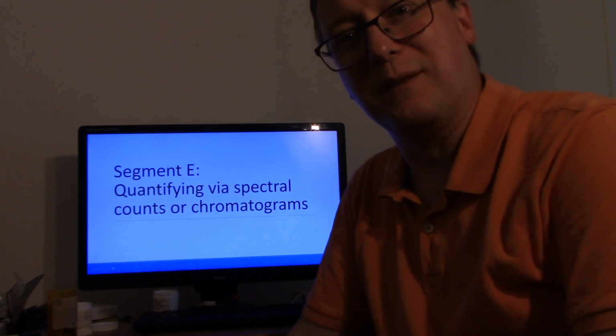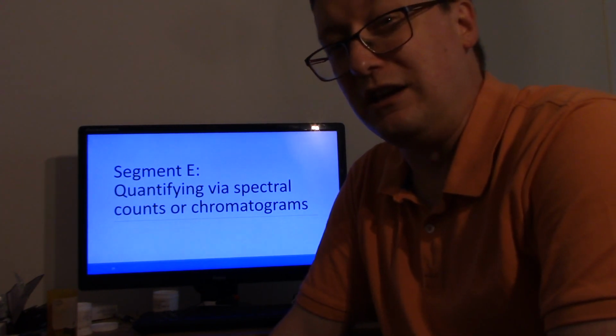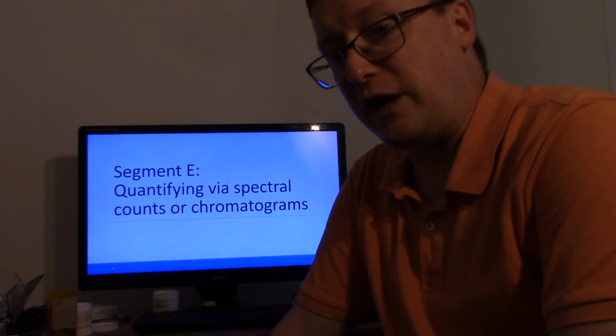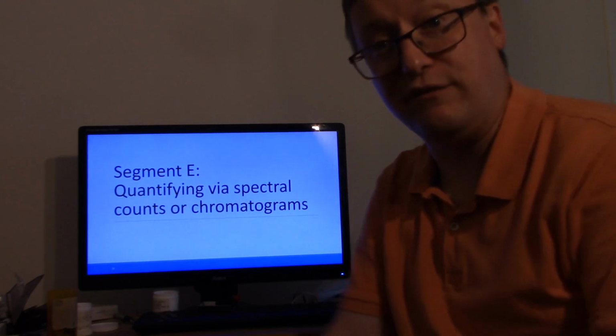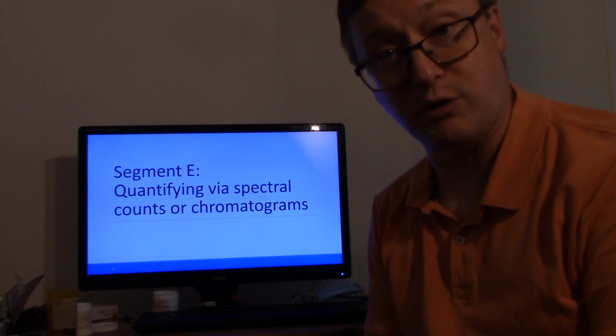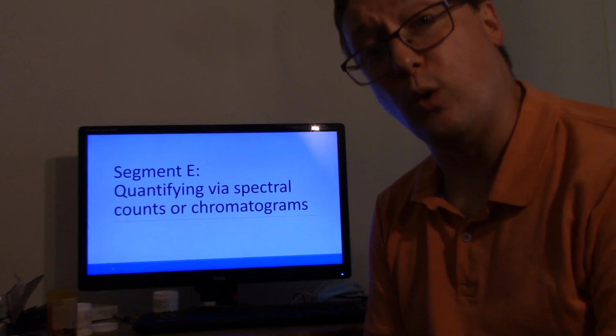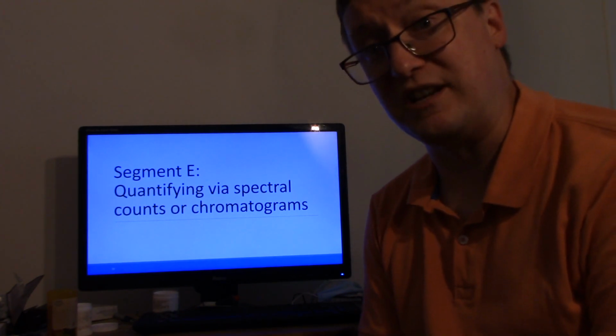Hi, and welcome back. We are ready for segment E of this 6-part series that starts us in a rather different direction. Previously, we've been talking about identification of tandem mass spectra of peptides, and from that, the inference of proteins. Next, though, we're going to talk about the extent to which we can quantify from proteomics data sets.